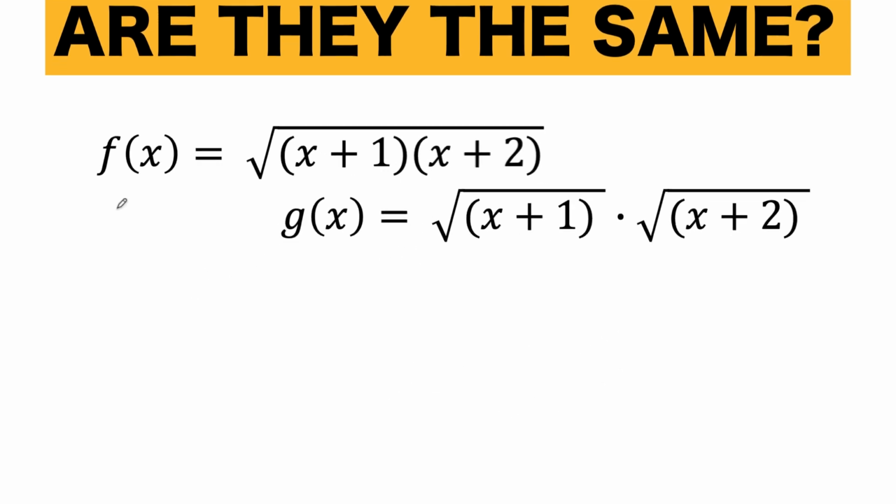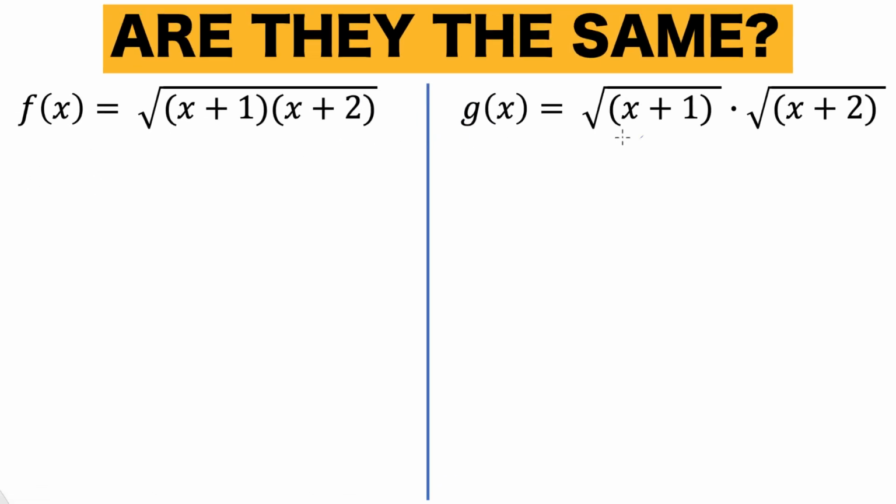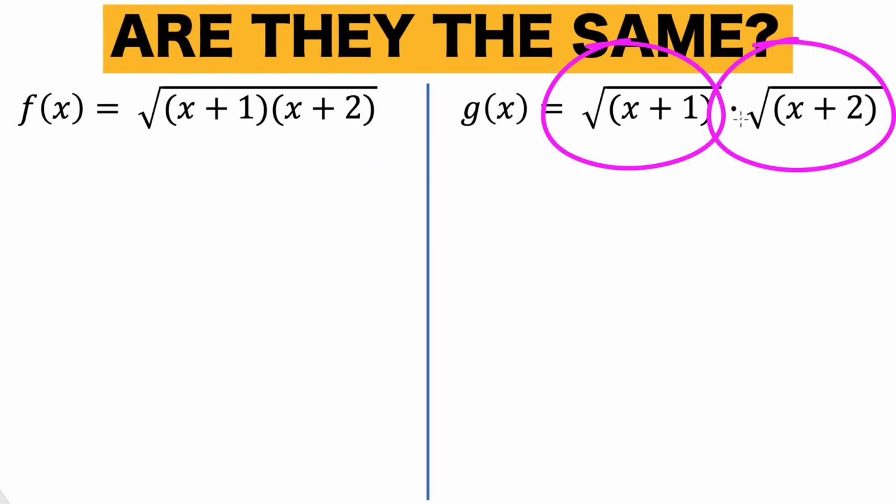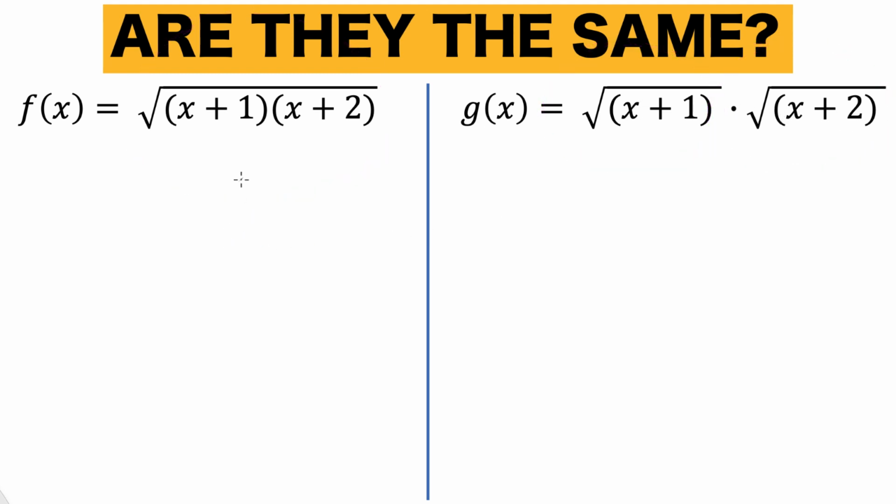Now let's solve this problem together. Let's analyze the two functions. Notice that the quantity x plus 1 and the quantity x plus 2 are common to these two functions. The only difference is for f, these two quantities are both under one radical symbol, the square root, whereas for g, these two quantities are in separate radicals. So how can we know whether these two functions are the same or not?